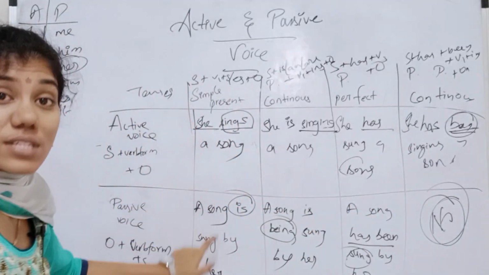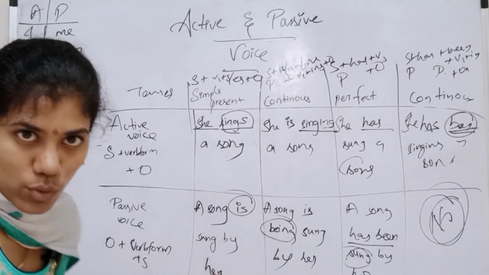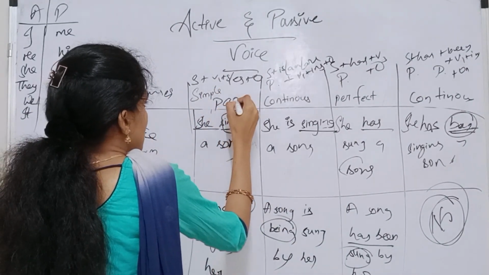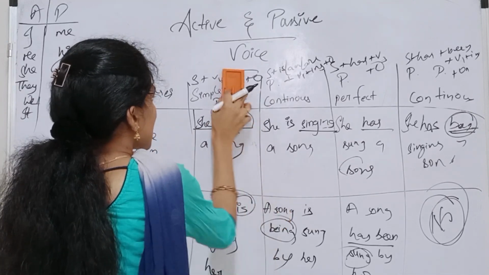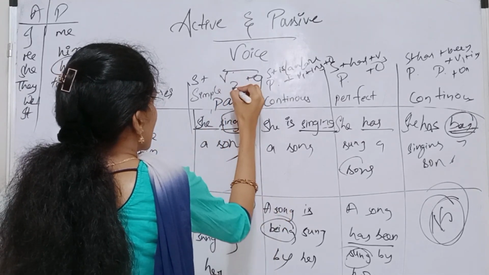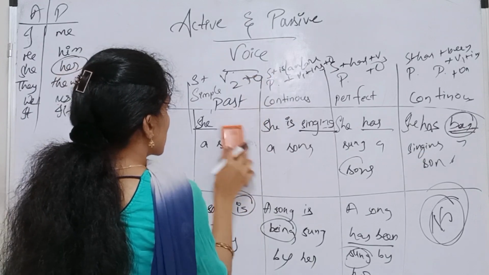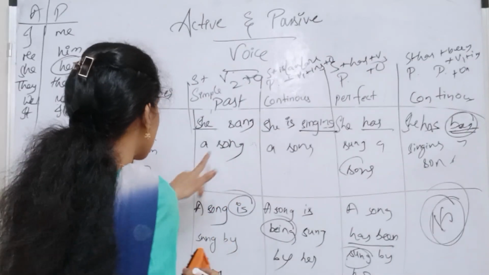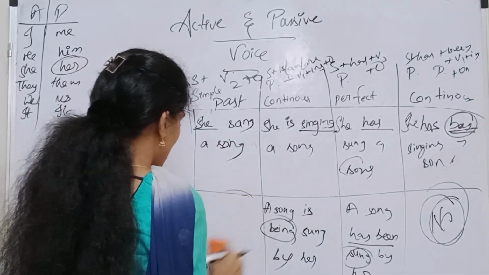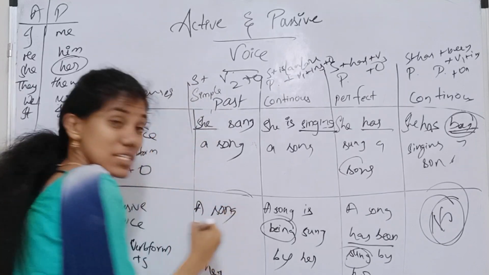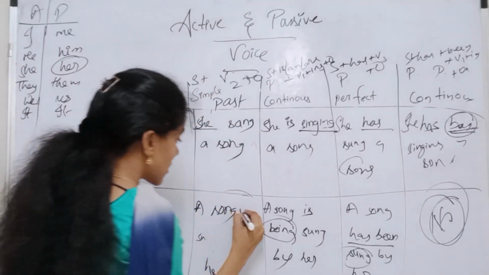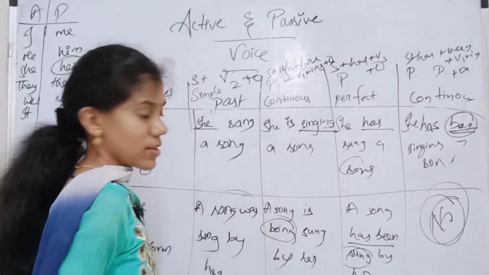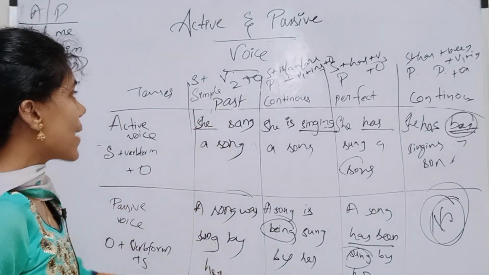Let us convert the same sentence into past tense and write the active voice and passive voice. Simple past tense: subject plus V2 plus object. She sang a song. That is my simple past tense active voice. Now I write: a song, and since this is past tense, instead of "is" you write "was", V3 as usual: sung by her. This is the passive voice of simple past tense.